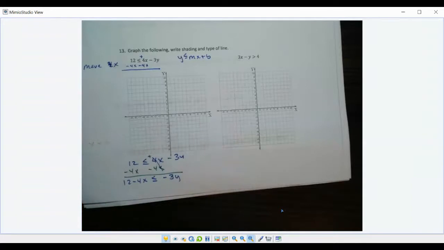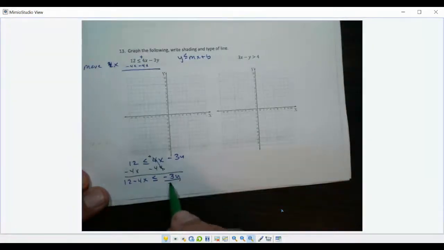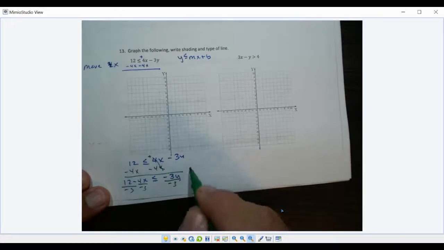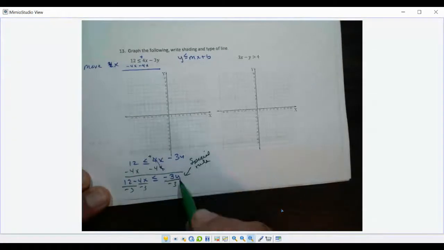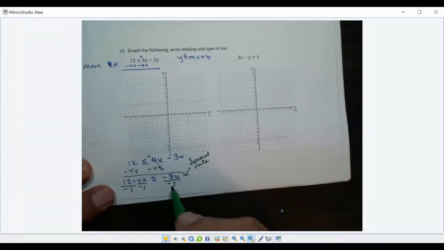All right, now I still have to get y by itself. To get y by itself, I have to ask myself what's being done to y. Well, it's being multiplied by negative 3. The opposite of multiply is divide, so divide everything by negative 3. Now, this is a special rule, so watch out for this. Whenever you multiply or divide by a negative when you're doing inequalities, you flip the inequality. So that means this sign is going to change like this.